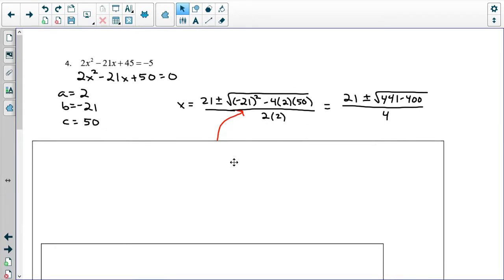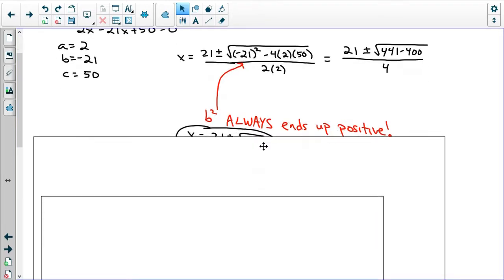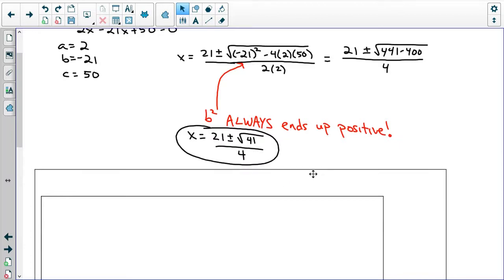And I did a little simplifying. There's a red arrow, so that must mean something. B squared always ends up positive. That is super important. B squared always ends up positive. So even though B was negative, when we square -21, it ends up being positive. So we end up with 21 plus or minus the square root of 41 over 4. That would be our final answer.